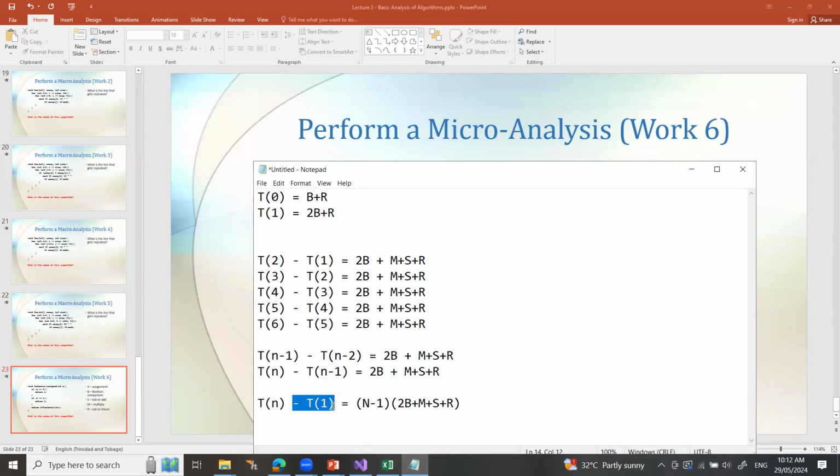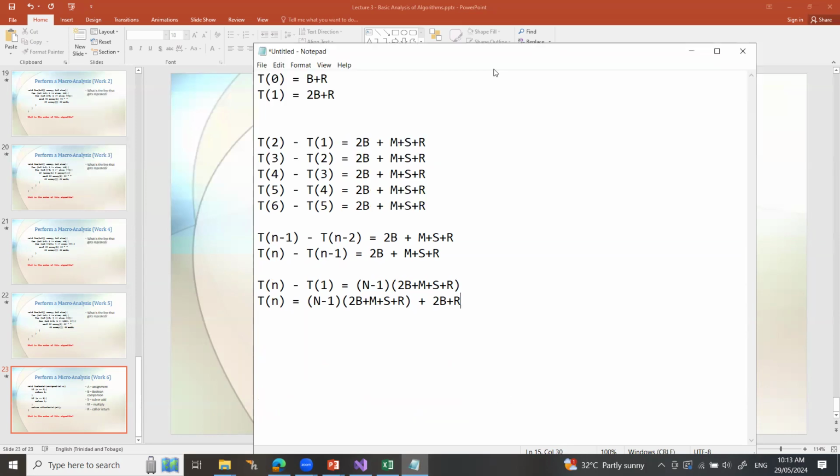But we know what T1 is. T1 is actually 2b plus r. So I can say T of n is equal to n minus 1 times this thing, 2b plus m plus s plus r, plus T1, which is 2b plus r. So after all that pain there, we have this expression for T of n.